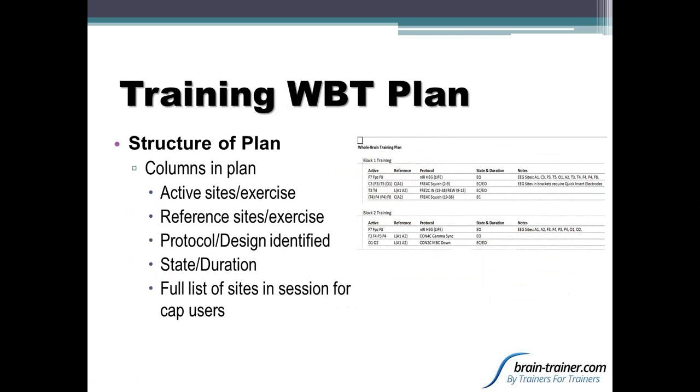And the plan basically tells you what the active site should be, what your reference site should be, what protocol you would use, whether you're doing it eyes open or eyes closed, and for people who are going to use the cap or who want to set up electrodes in advance, it tells you all of the sites that would be used during that training session. So it's very, very detailed, but it's very, very practical in terms of what you need to know to go ahead.